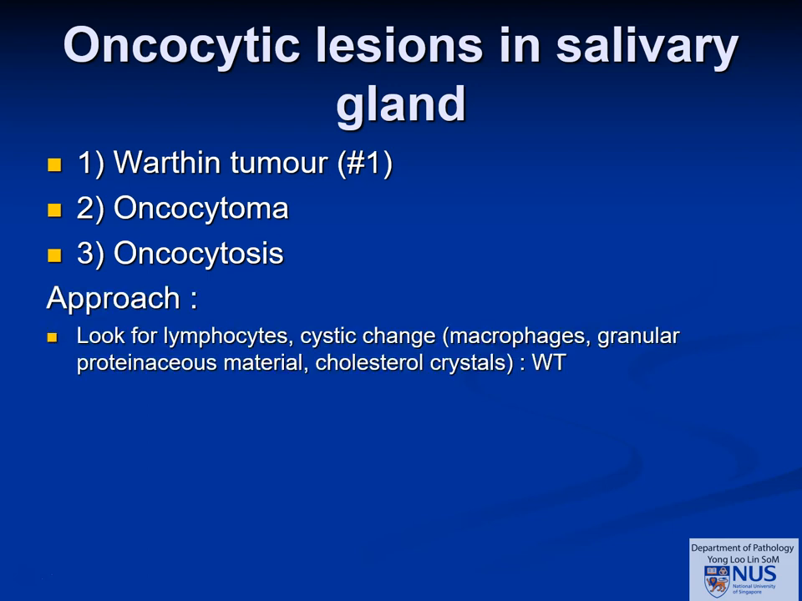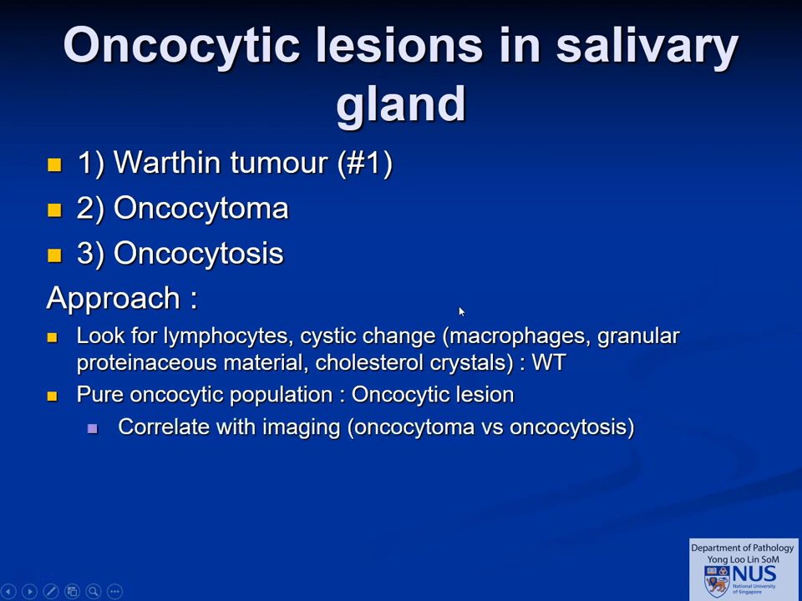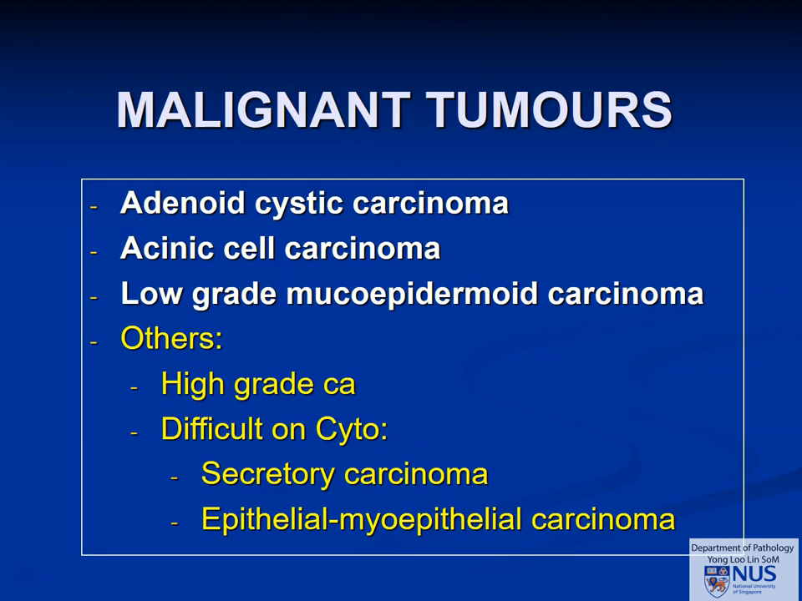So, of course, we want to look for lymphocytes. The presence of oncocytes should trigger one to look for lymphocytes and other features of cystic change, and this would commonly be seen in Warthin tumor. If you see a pure oncocytic population, then you're probably in the territory of an oncocytic lesion such as oncocytoma or oncocytosis, and you can look at the imaging. Usually oncocytosis is more diffuse, is multinodular, as opposed to a discrete mass in oncocytoma. So that's all I want to show for benign neoplasms.